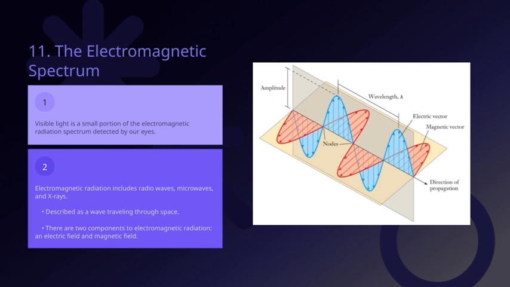When we look at the electromagnetic spectrum, visible light is just a small portion of it. It's the part that our eyes can detect, which is why we see colors. Most of the spectrum, however, is invisible to us, like radio waves or X-rays. Understanding this spectrum helps us appreciate how various forms of electromagnetic radiation play essential roles in our daily lives, from communication to medical imaging, all connected by the wave nature we just discussed.